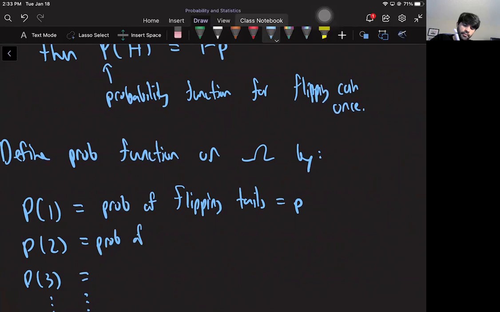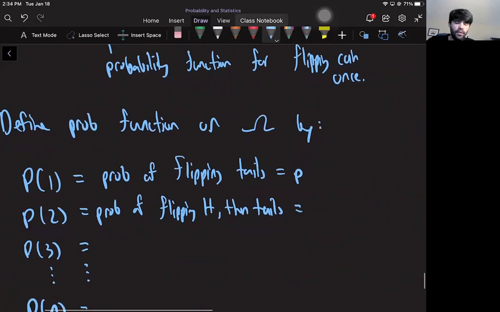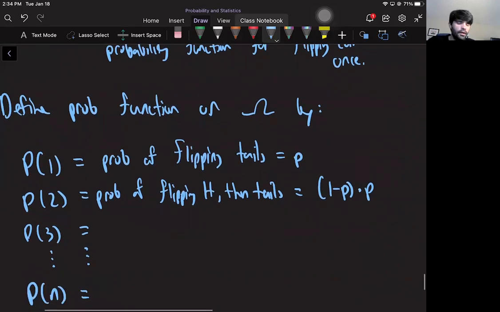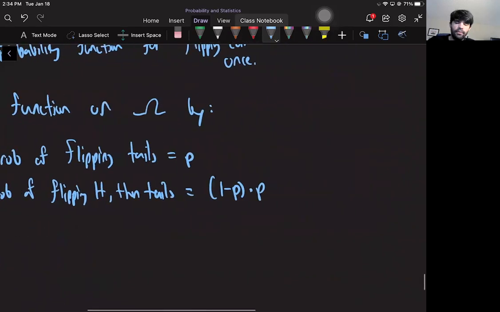That's really the probability of flipping a heads, then a tails, because if I got a tails on my second try, that means I got a heads on my first try. So the probability of flipping a heads is 1 minus p, and then flipping a tails, you multiply by p, right? So it's just like the multiplication property that you learned about in school.